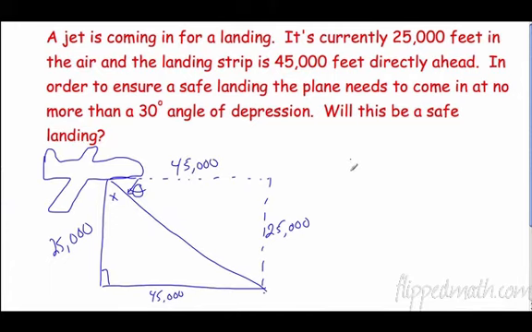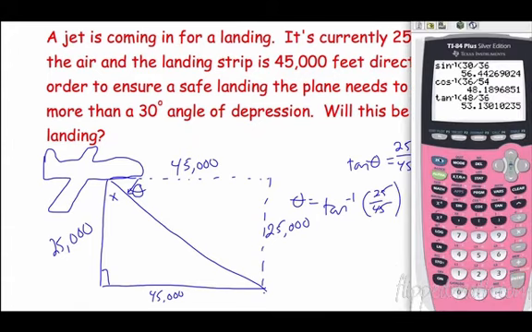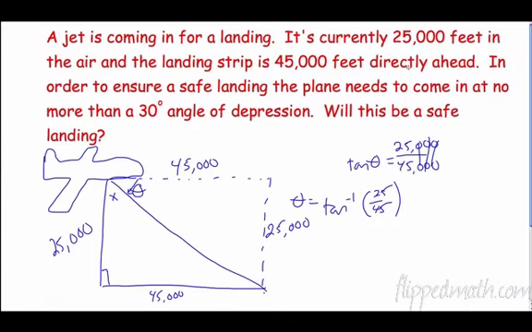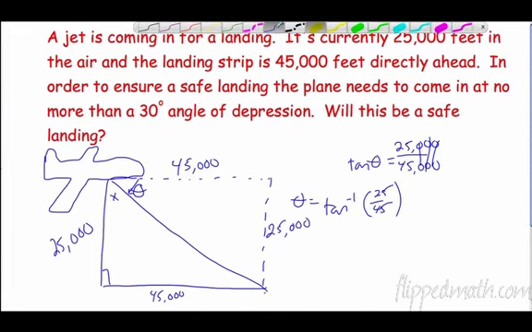Opposite over adjacent. So tangent of theta equals 25,000 divided by 45,000. And get rid of these zeros, right? So theta equals inverse tangent of 25 over 45. Let's see what we get. Second, inverse tangent of 25 divided by 45. And we get 29.0, so 29 degrees. So theta is 29 degrees.